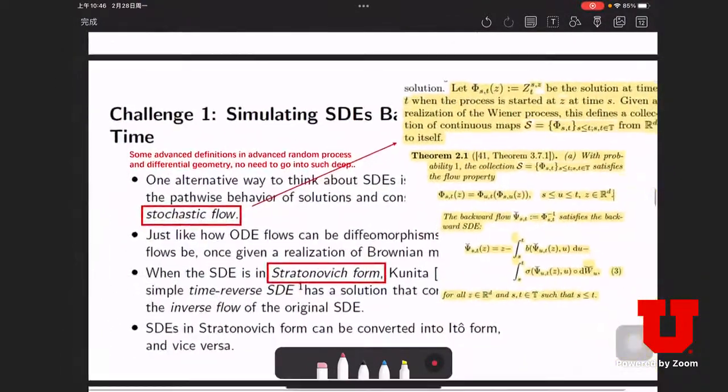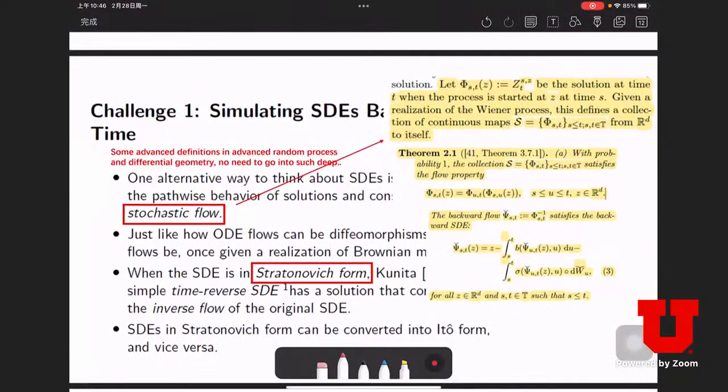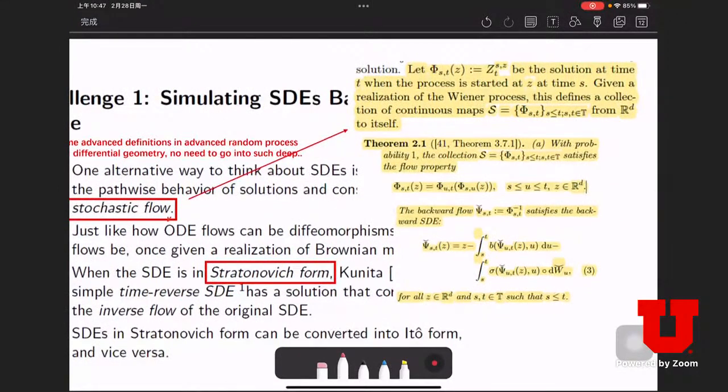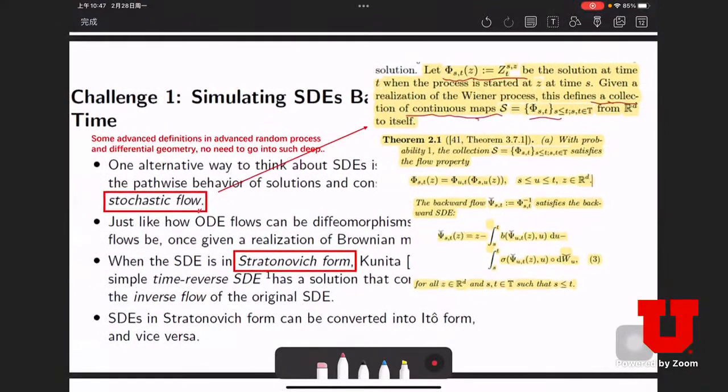Here I just give some content, but I don't want to go very deep, because even for myself, I cannot fully understand what exactly that means. They used some definitions from advanced random processes and even differential geometry to define this stochastic flow. I just pasted the definition here. They defined the solution of the SDE at time points, then defined a collection of maps, and then proved some very good properties, the continuous map called the diffeomorphism. I don't even know how to pronounce it, diffeomorphisms.